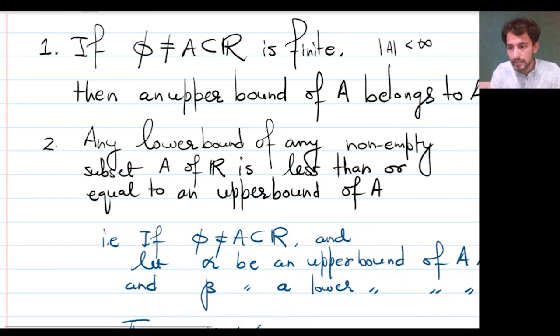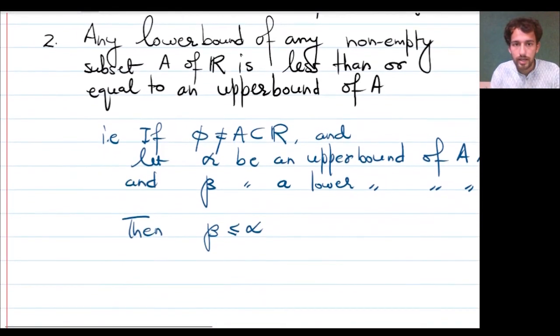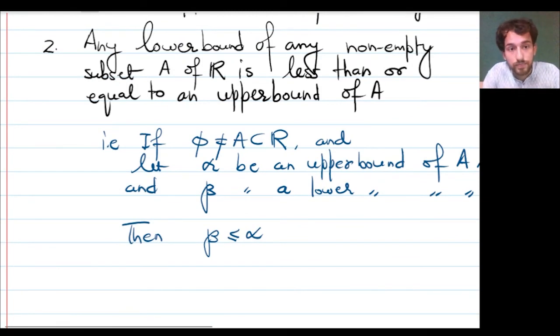Now let's see the second and final exercise for this lecture today. Any lower bound of any non-empty subset A of R is less than or equal to an upper bound. This is very intuitive. Let me just draw a shape for you. It's a very intuitive and easy exercise. You can visualize it.